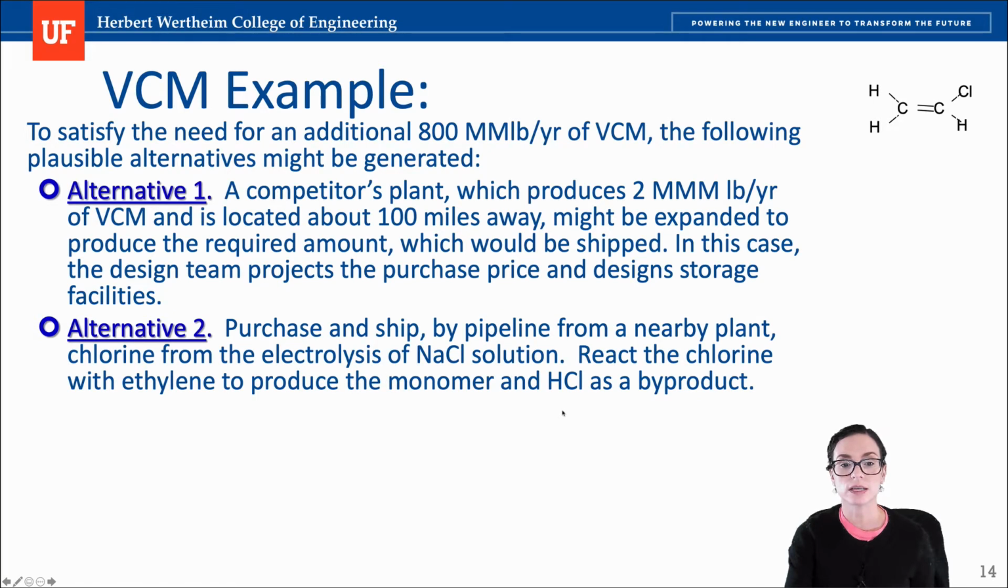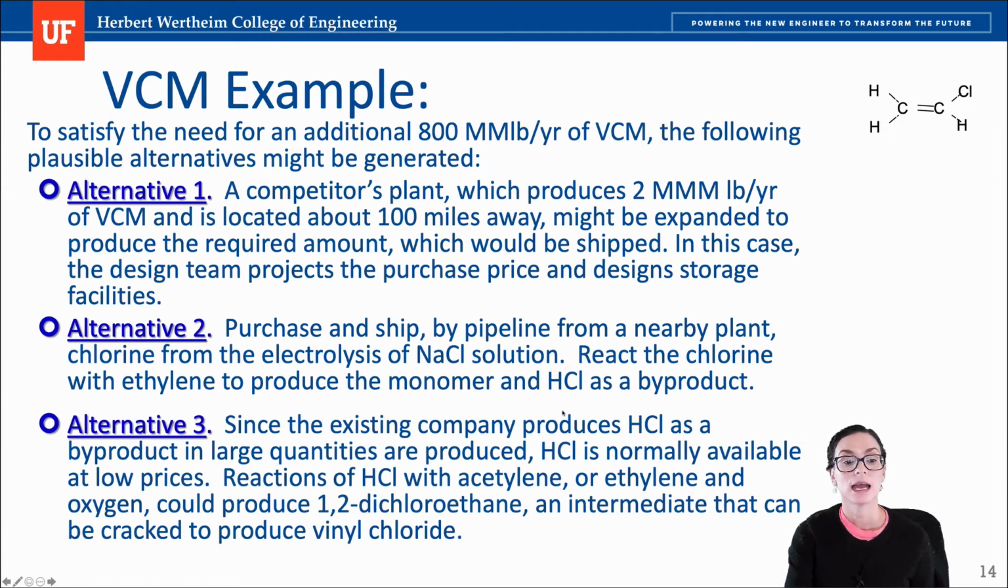The second alternative is to purchase and ship by pipeline from a nearby plant chlorine from the electrolysis of sodium chloride. So you have now this resource available, the chlorine. React the chlorine with ethylene to produce the monomer and HCl as a byproduct. So now we are having an idea of what type of reactant we can purchase and what we have available nearby.